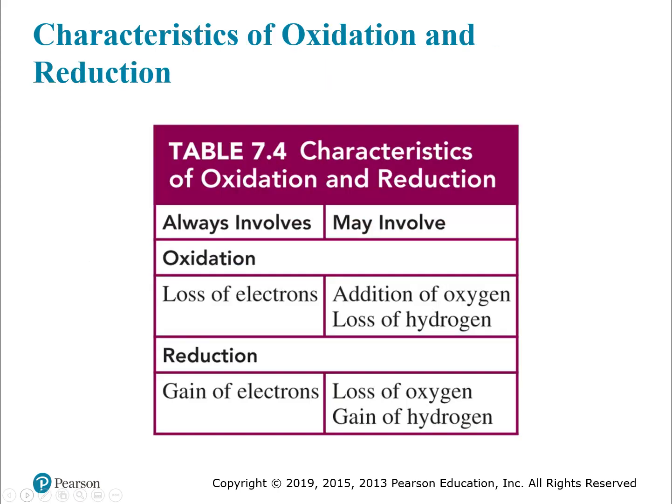This table summarizes the characteristics of oxidation and reduction. Oxidation always means that you're losing electrons. Ways that you can see this is the addition of an oxygen or the loss of a hydrogen. So those are some examples. Reduction always means a gain of electrons. It may involve the loss of an oxygen or the gain of hydrogens.